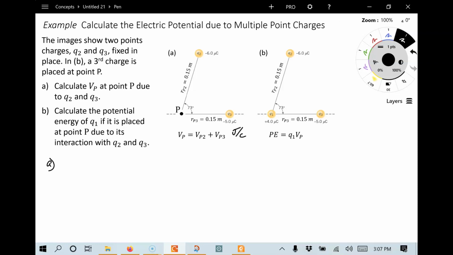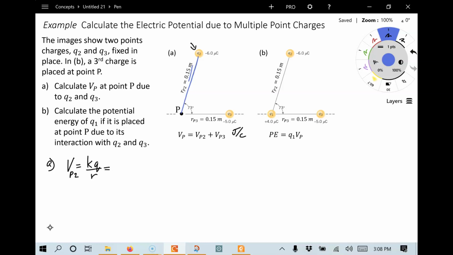Again, I'm going to need the equation for calculating electric potential due to a point charge, which is V equals kQ divided by r. Notice that this V could be positive or negative depending on the sign of the charge Q. You need to put the sign in there. So first let's calculate the electric potential at point P due to charge 2. The distance between charge 2 and the point P is given as 0.15 meters, that's r there.